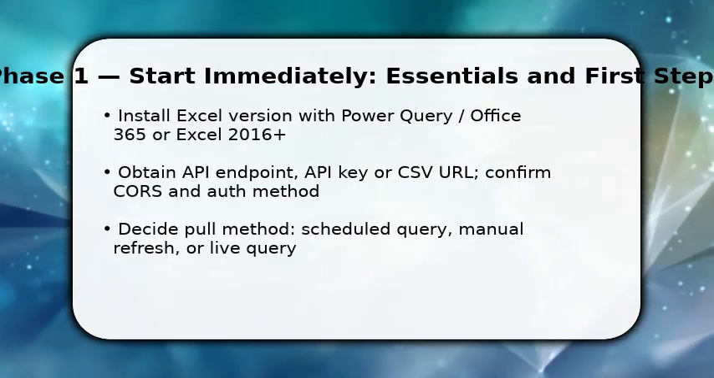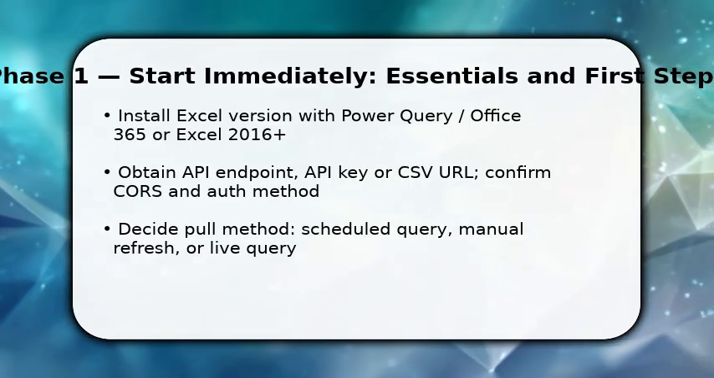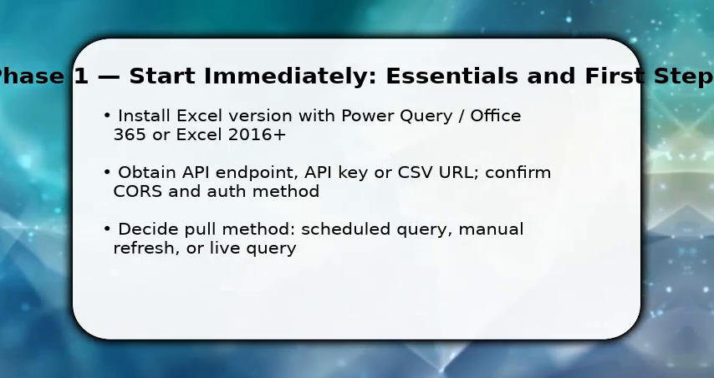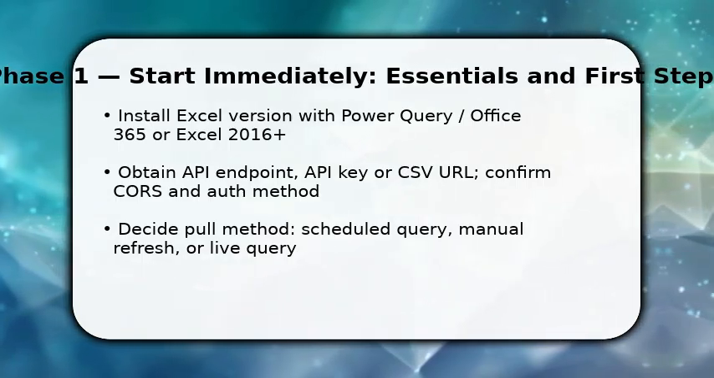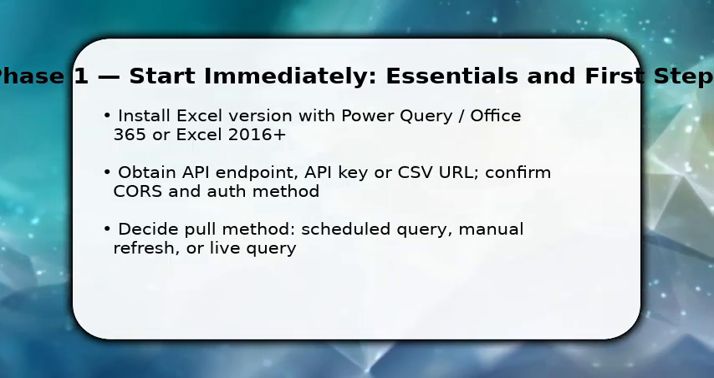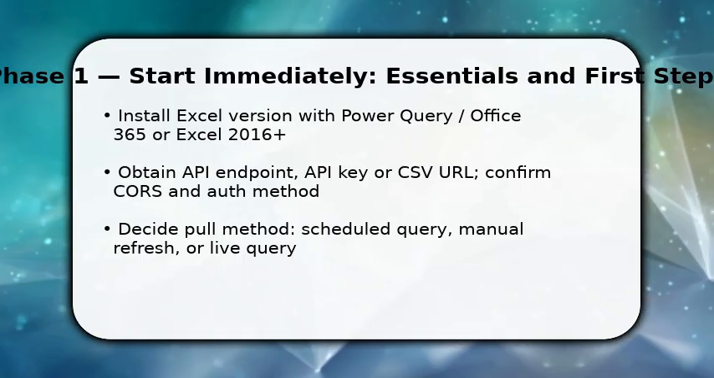You start by confirming prerequisites. Excel with Power Query and access credentials for the website API or data feed. Next, choose the simplest first action. Use Data, Get Data, From Web to paste the endpoint or CSV URL. Select the correct authentication type and enter your API key securely.